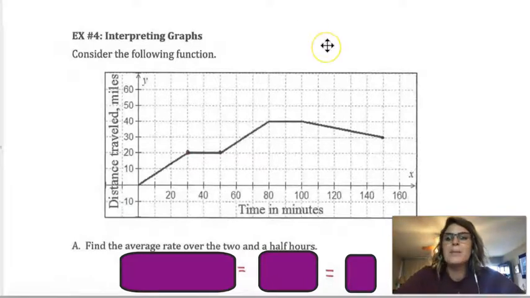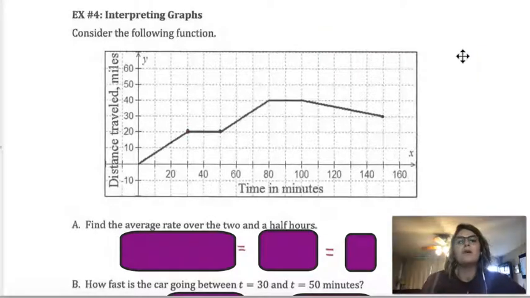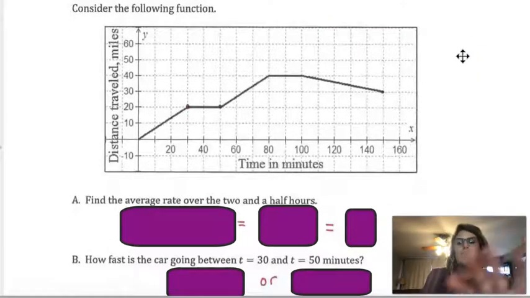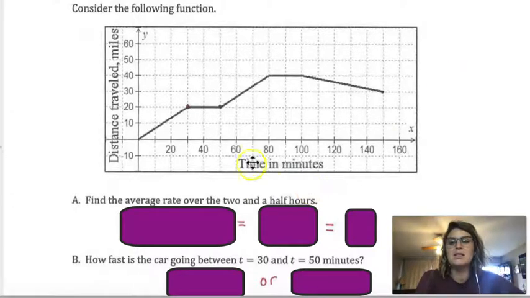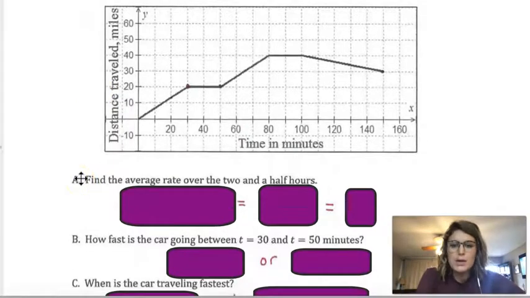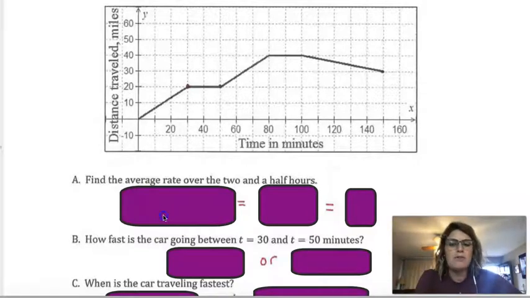Okay, we're back. So let's start with example 4 now. It says to consider the following function. This graph, sorry, I just put my hand in. That graph represents the distance traveled in minutes of a car. So it says find the average rate over the 2.5 hours. So from 0 minutes to 150 minutes, we want to find the average rate.